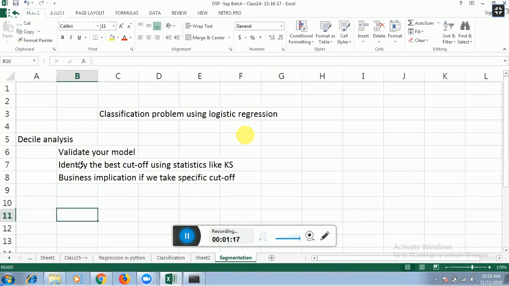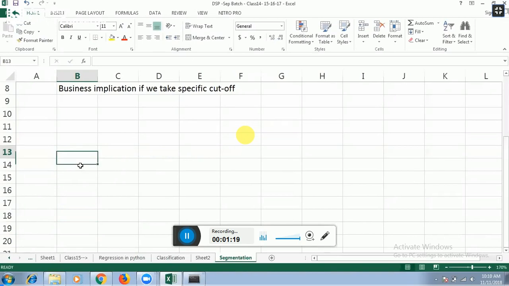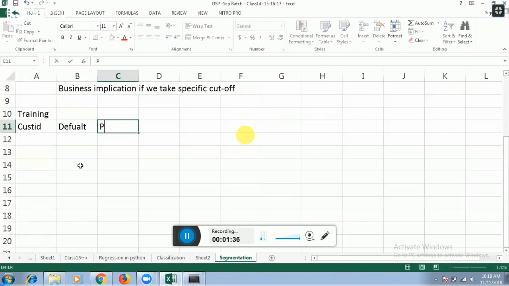So for doing a decile analysis, what we need is, for example, training data. So you have a customer ID, your actual bad flag, which in our case is a default, and the probability of default. So this is the output. This is my actual, and this is my output.